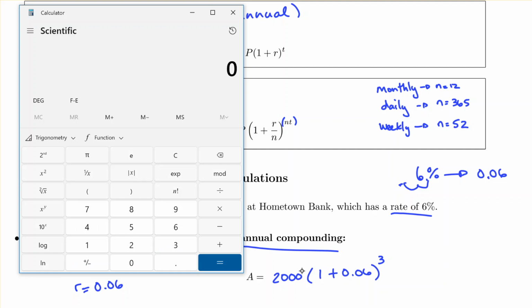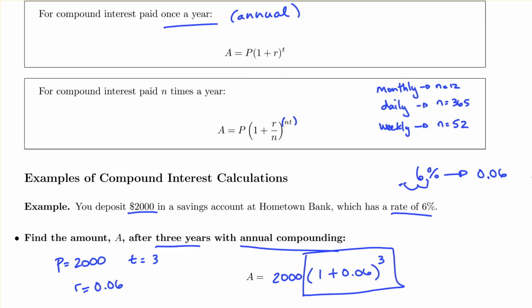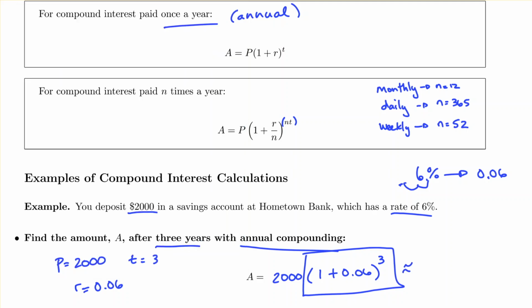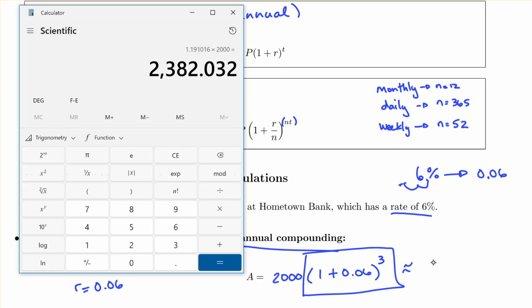So for my calculator, I'm going to deal with this portion first and then multiply by 2,000. I'll type in the 1 plus 0.06. So that's the inside of the parentheses. And now I want to exponent that to 3, so I'm going to do exponent 3. And then this amount is what I need to multiply by 2,000. When the numbers are written next to each other with no sign, that's implied multiplication. And I'm going to round all of these to 2 decimal places, so we get around 2382.03.